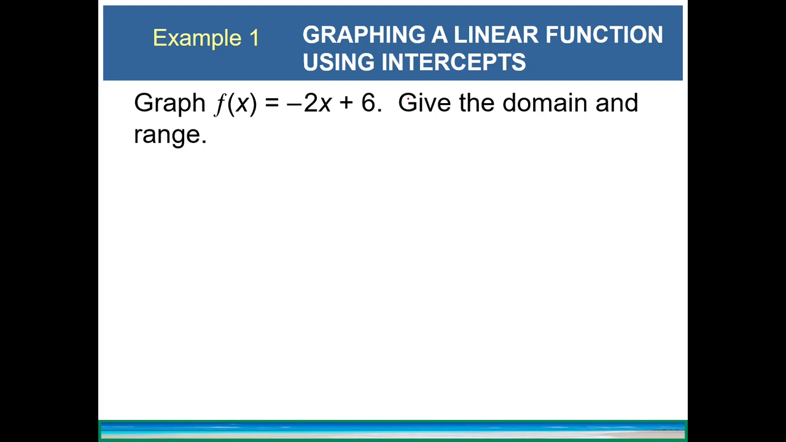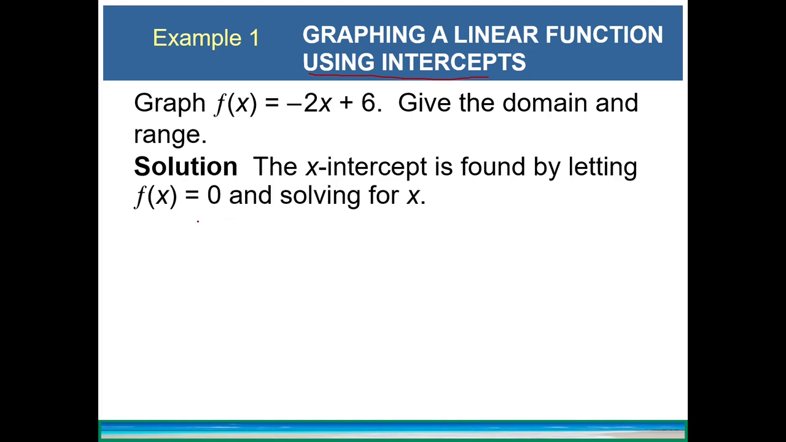We want to graph f of x equals negative 2x plus 6, and also give the domain and range of the function. We're going to use the technique of finding the intercepts first, and then we'll plot the points on the graph. So the first thing we need to do is let f of x be equal to 0 and solve for the corresponding y or x value. This is going to give us the x-intercept.